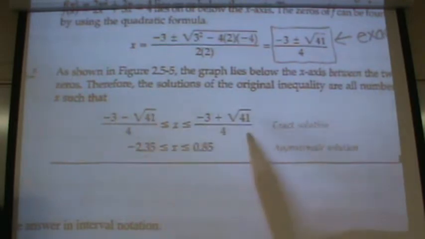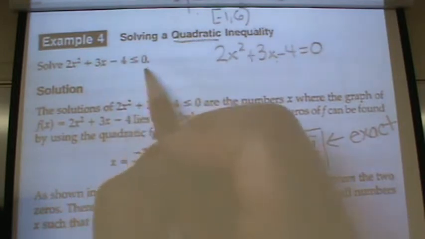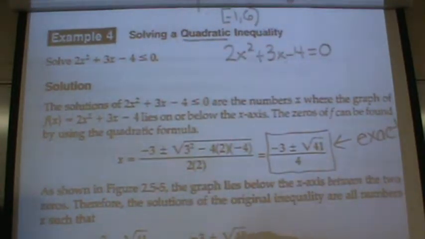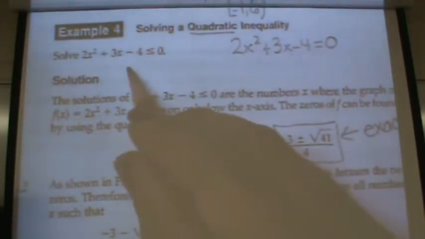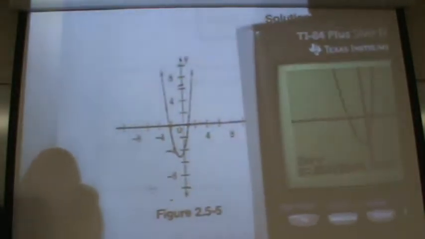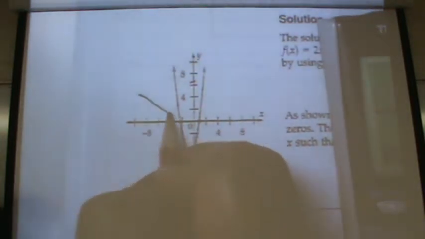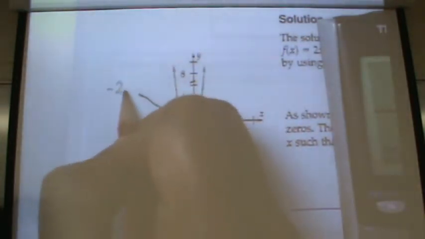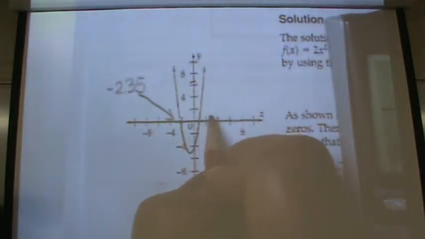Now, someone said, well, can't you just plug that in your calculator and do it? Yeah, you can. But what's quicker is to type this in your calculator and get these 2 zeros that way, not using the quadratic formula. Remember that for your test. Now, what is the picture of this? When we graphed it, here it is right here. It's on your paper. I want you, right here, this answer, we're going to write it in decimal form. Negative 2.35, and this answer is 0.85.